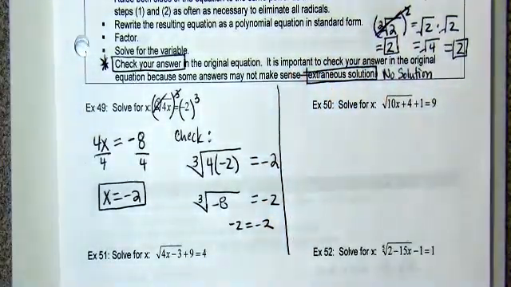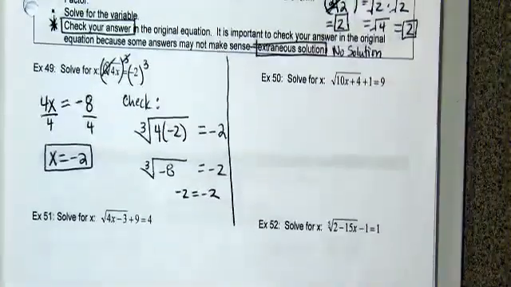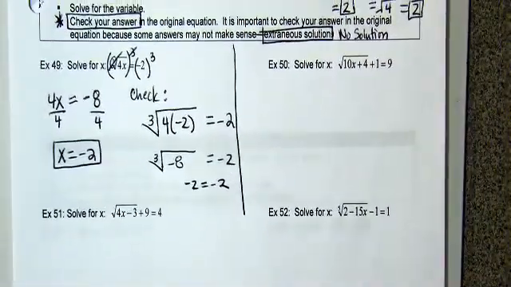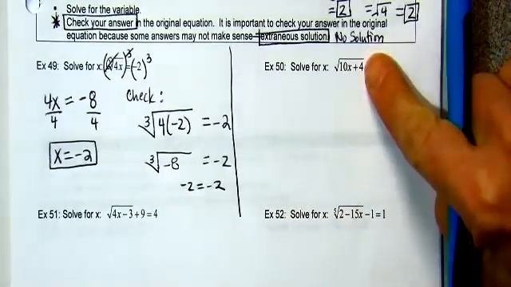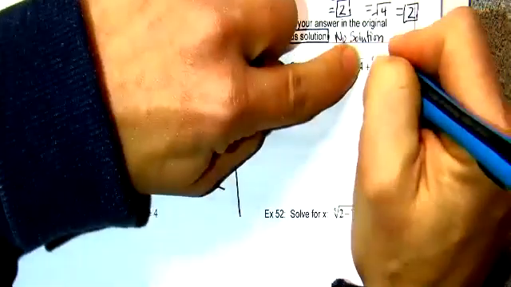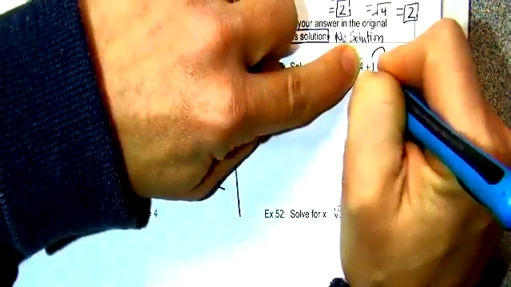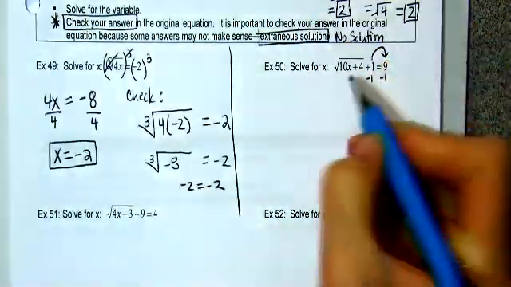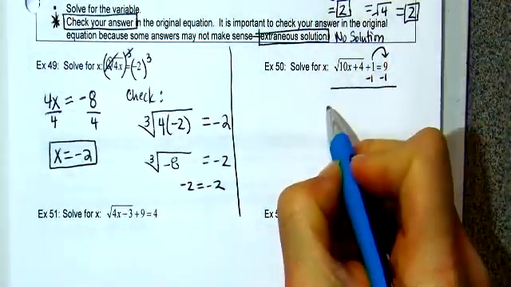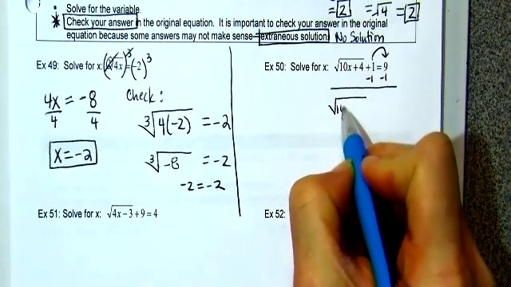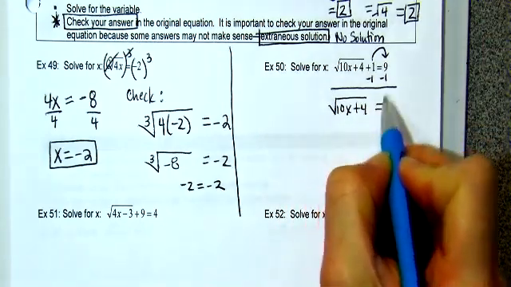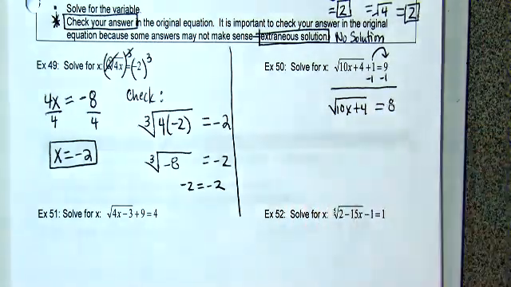So again, as we already said when reading the rules about solving equations with radicals, we want to isolate this radical. So we want to move this number over. Since it's a positive 1, we would subtract 1 first. So we have the square root of 10x plus 4 equals 9 minus 1, which is 8.